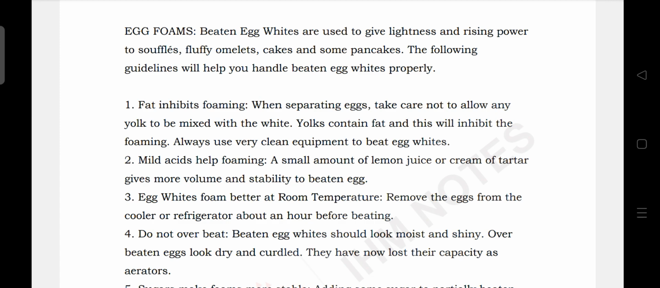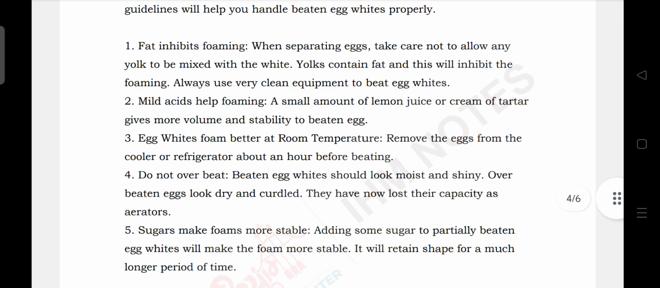The second point: mild acids help foaming. A small amount of lemon juice or cream of tartar gives more volume and stability to beaten egg whites. The egg whites foam better at room temperature. Remove the eggs from the cooler or refrigerator about an hour before beating. Do not overbeat. Beaten egg whites should look moist and shiny. Overbeaten egg whites look dry and curdled. They have now lost their capacity as an aerator.